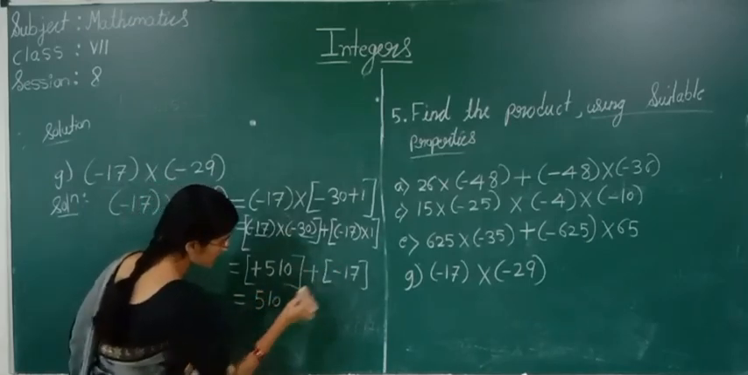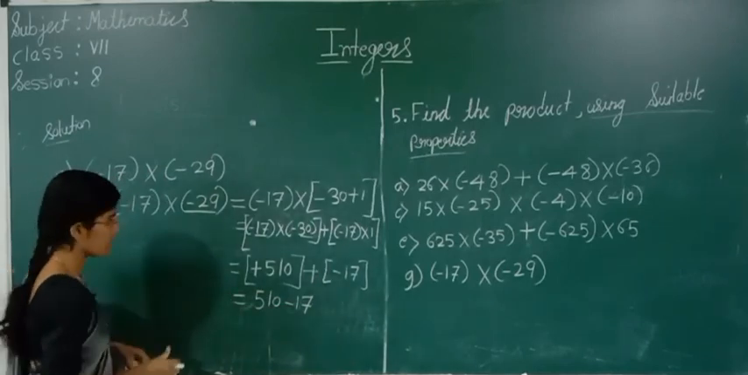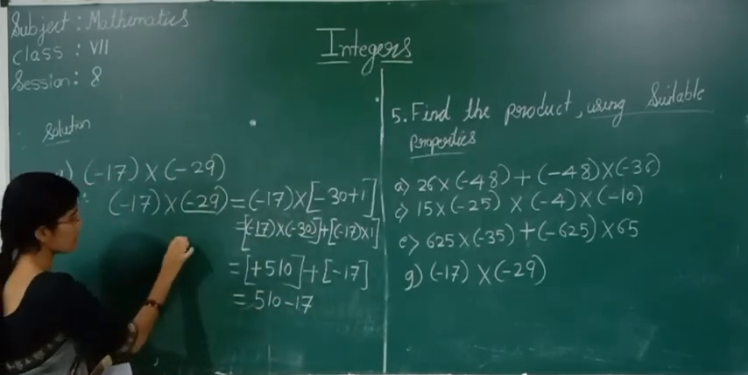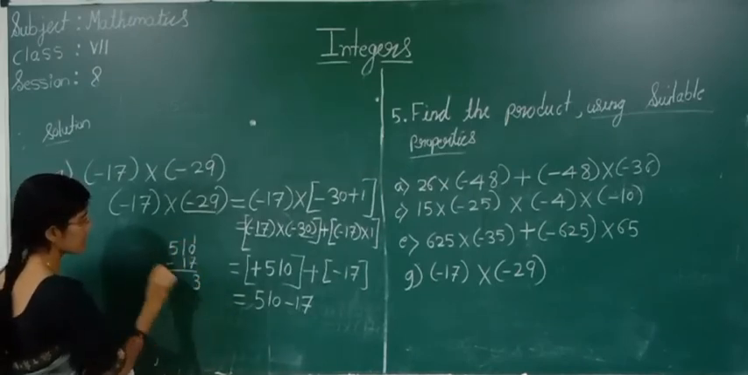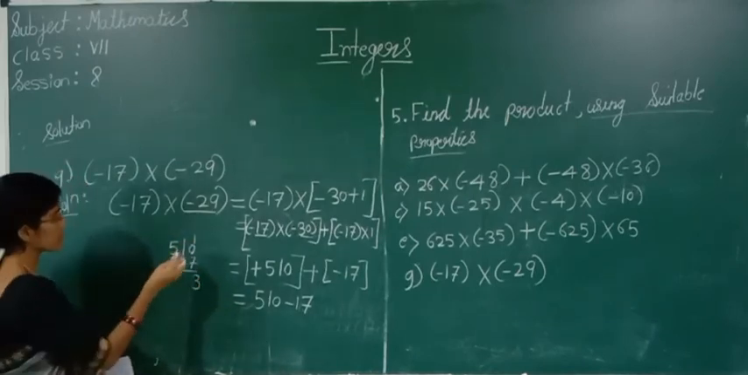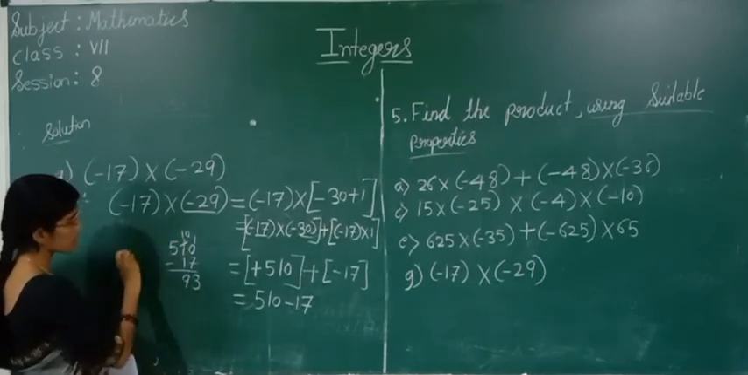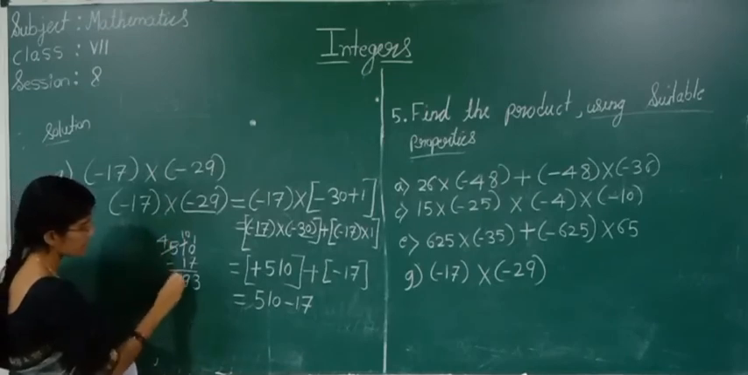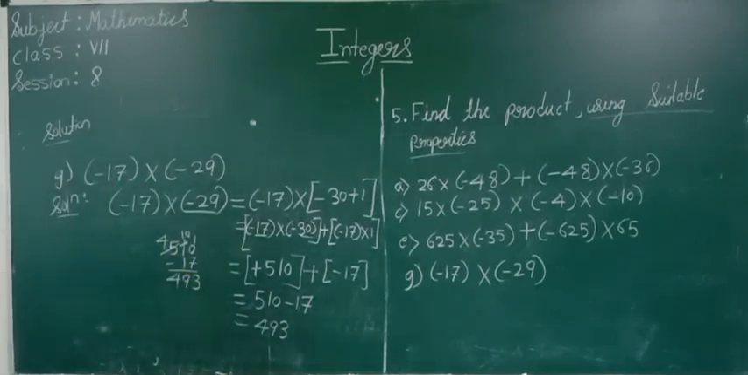510 plus minus is minus 17. So what is 510 minus 17? See here, 510 minus 17. 10 minus 7 is 3, right? It will become 10 minus 1 is 9. This is 4. That is answer is 493.